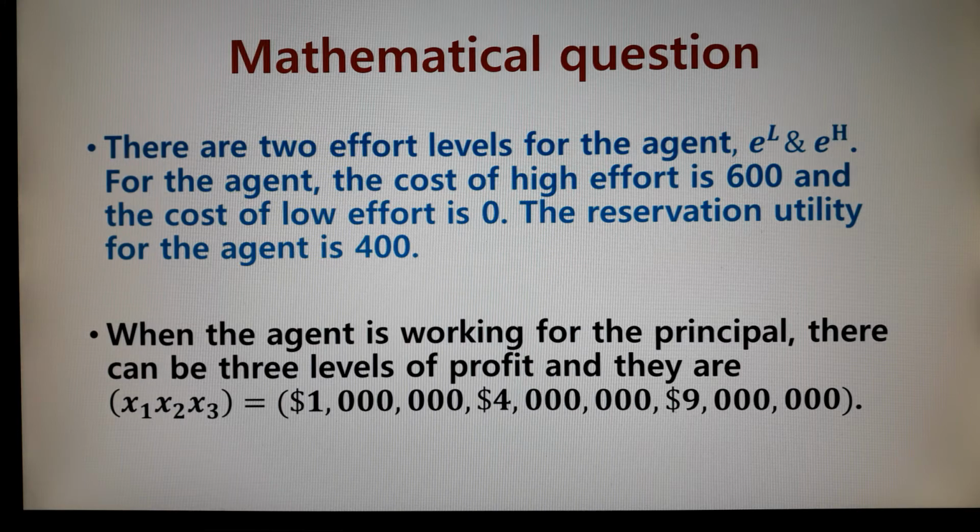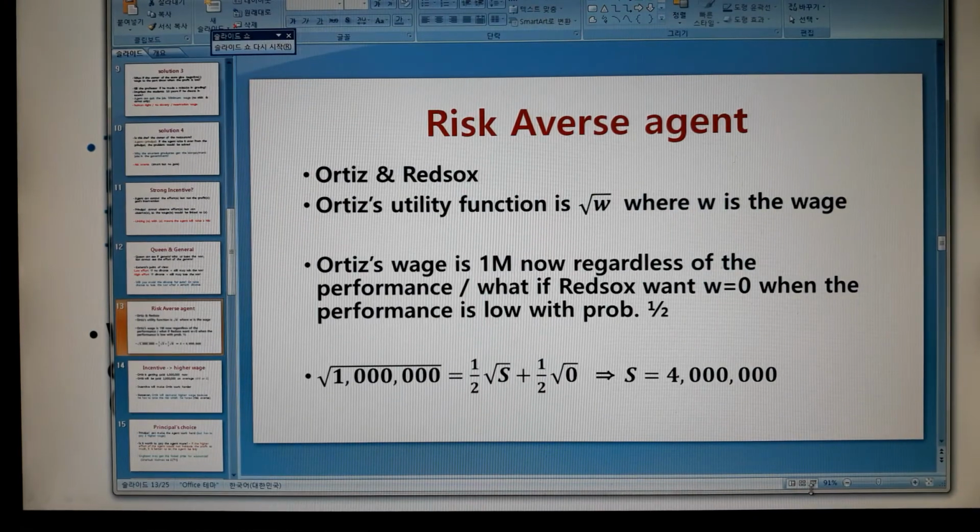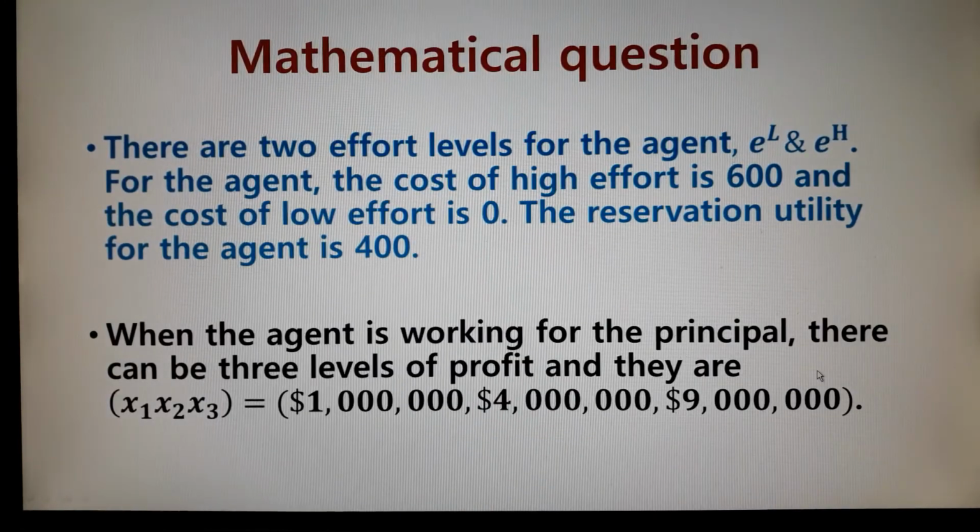The reservation utility for the agent is 400, which means, like the reservation wage I talked about, but here it is more convenient to talk about reservation utility. So the wage should be, in the end, big enough so that the expected utility from working for the principal is bigger than 400. Otherwise, the agent, we call him Bill, will quit the job and go somewhere else.